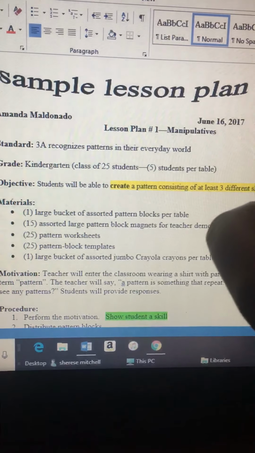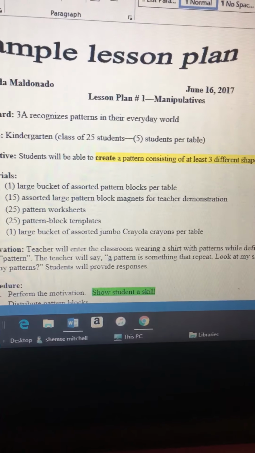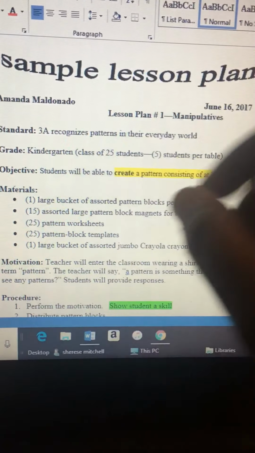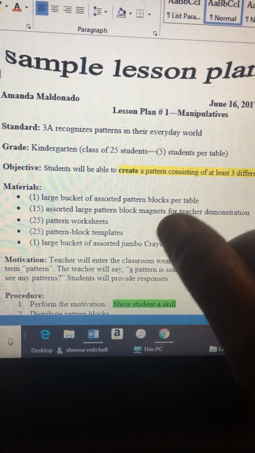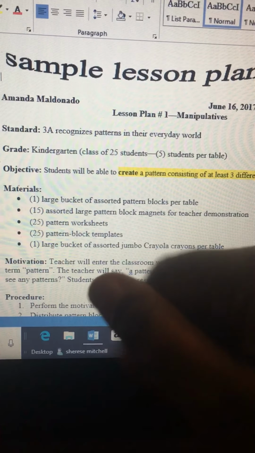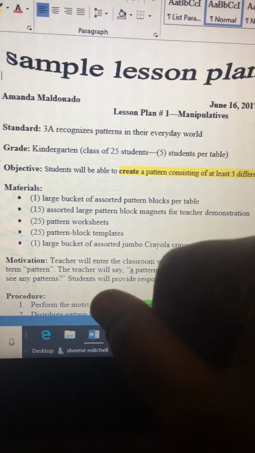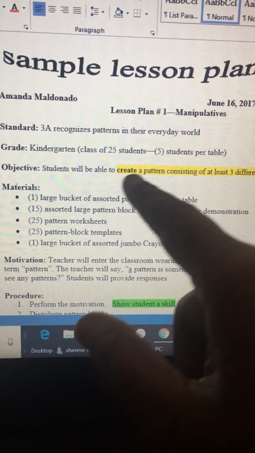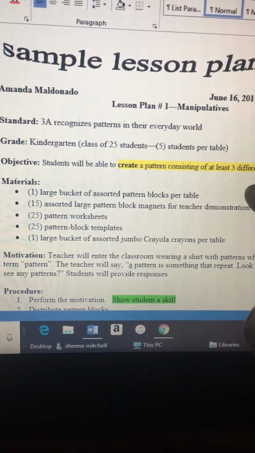Next, you're going to write the objective. With the objective, this is more specific. So you see here in the standard, they were recognizing patterns. Here, they're creating a pattern, okay? And it always starts with students will be able to. The verb is always bolded or underlined, all right? And you also have to have a criteria.